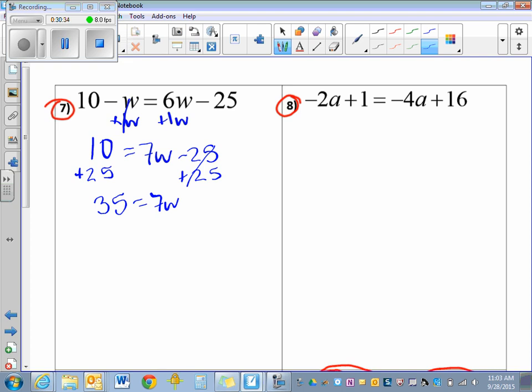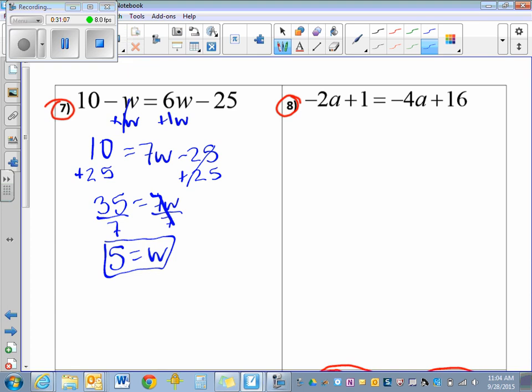Alright, and then our last step, need to get w by itself still. We're currently multiplying, so I need to divide to get rid of it on both sides. 35 divided by 7 is 5. 7 divided by 7 reduces to 1. We have just w there. And our answer is 5 equals w, or w equals 5. Yes?